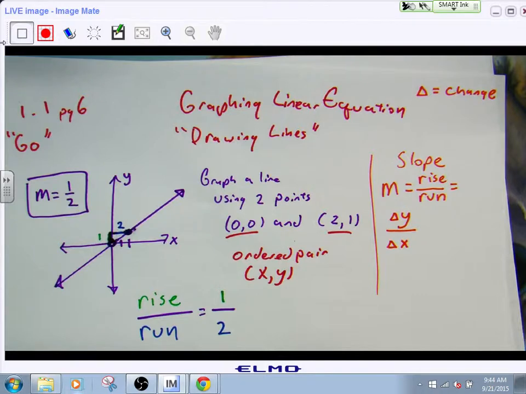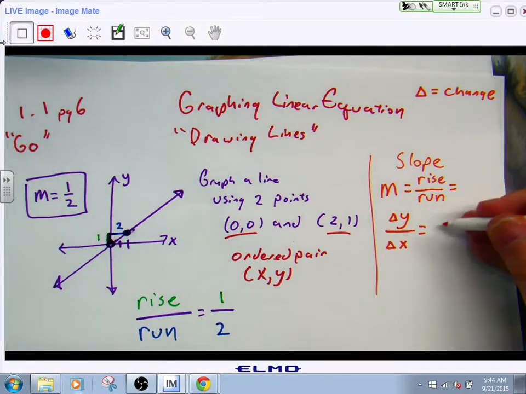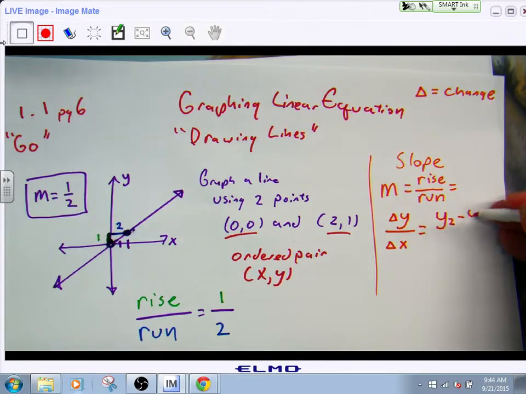And I did that visually, right? I did that by looking at the problem to figure out what was going on. And we can do this algebraically too. And the way that we do it algebraically is pretty neat, okay? So I still have my change in y over change in x. And so what I'll do instead is I will say my y-coordinate of my second point minus my y-coordinate of my first point divided by my x-coordinate of my second point minus my x-coordinate of my first point.